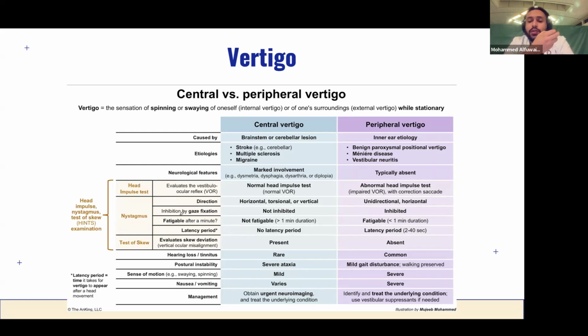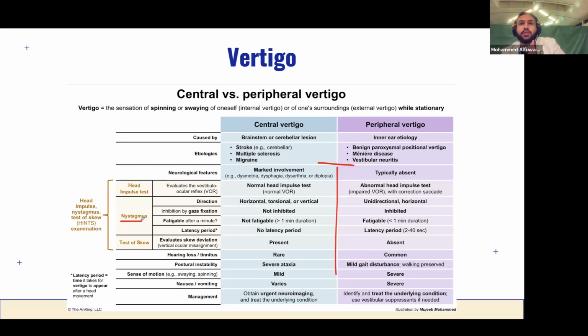Peripheral is inner ear pathologies, and we have three important ones: BPPV, benign paroxysmal positional vertigo, Meniere's disease, and vestibular neuritis. Now, I want you to firstly know the difference between central versus peripheral on these physical examinations. Number one I want you to remember is nystagmus. Nystagmus is the abnormal eye movement because of any movement. Now, nystagmus in peripheral vertigo is usually horizontal.